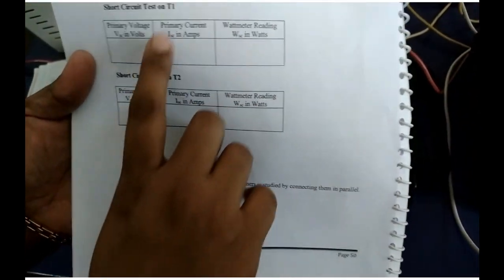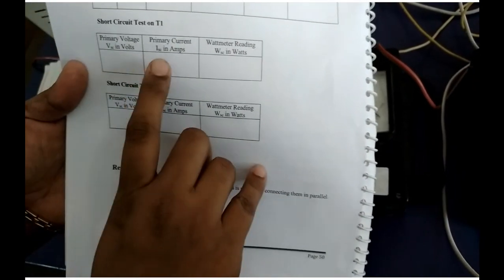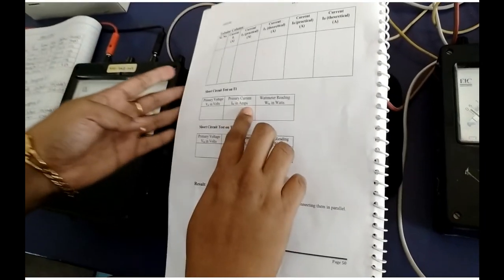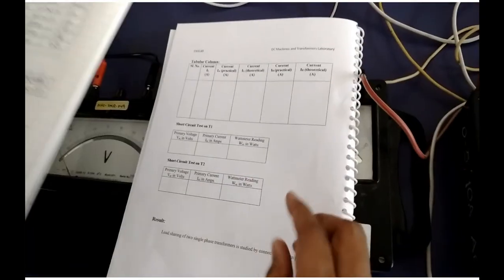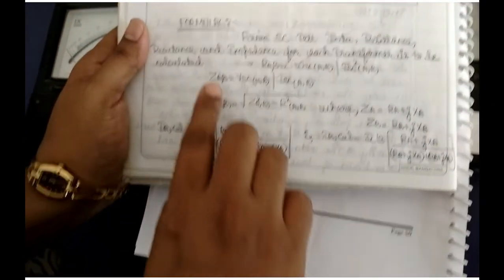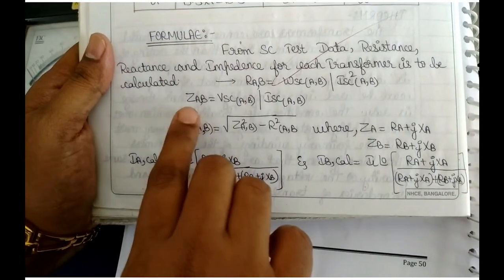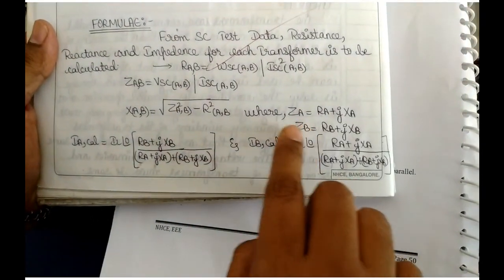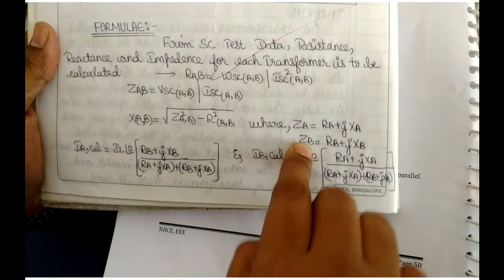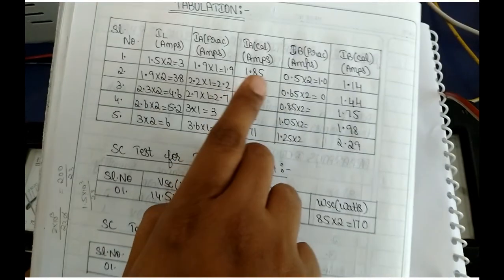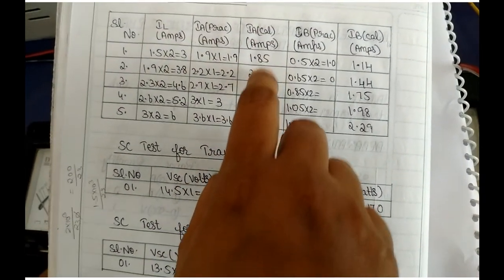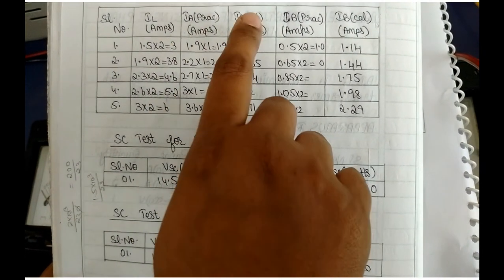So after this you have to perform short circuit test on both the transformers separately. Conduct short circuit test and observe short circuit voltage, current and short circuit power for both the transformers. So you have to do it separately. We are going to find out the impedances for both the transformers. Set A and set B we are going to calculate, and by using current divider rule we are going to calculate the current sharing by the transformers, IA and IB.